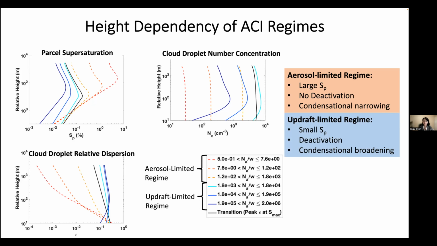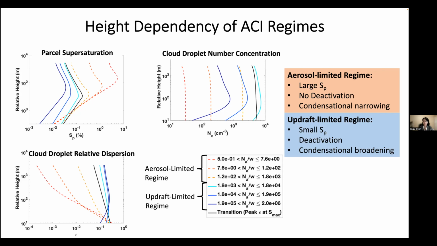These three plots show the mean values of the vertical profile of each property with the ratio of the NA to W in the ranges as shown in the legend. The warm dashed line represents the aerosol limited regime, while the cold solid line represents the updraft limited regime, and the black line is the transitional regime. In the aerosol limited regime, the parcel supersaturation is larger than those in the updraft limited regime for the whole profile.